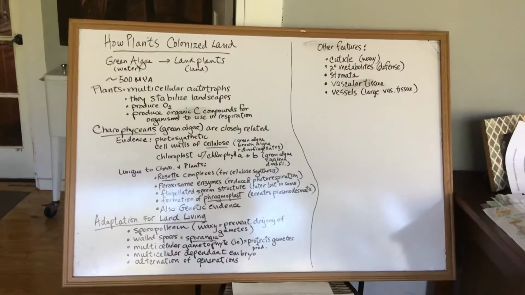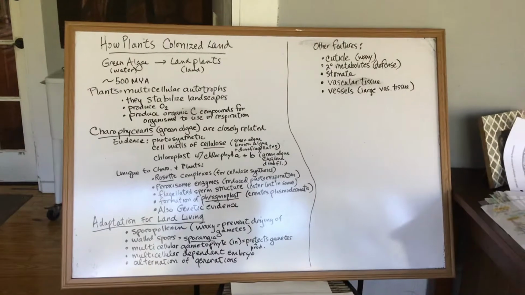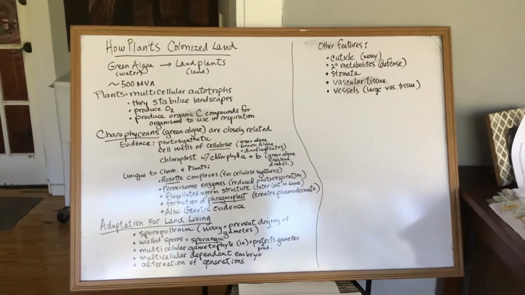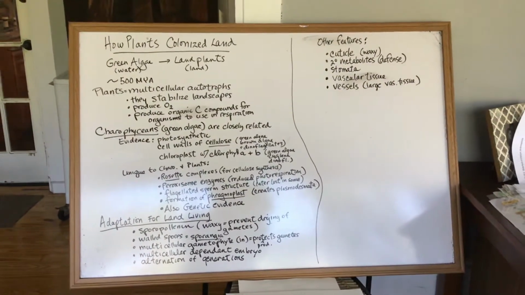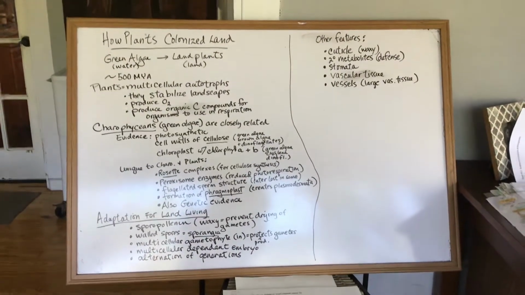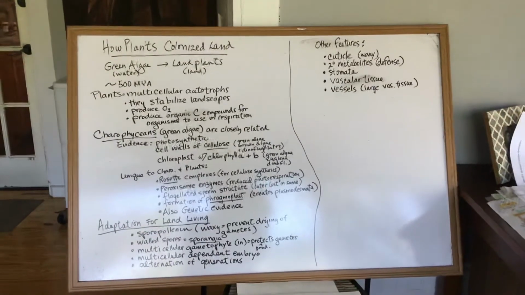Let's first talk about how plants colonize land. So we were talking before about the history of the diversity of life on our planet. Green algae was considered to be the first plants, and there are some reasons, which we'll talk about in a sec, that they are similar to land plants.